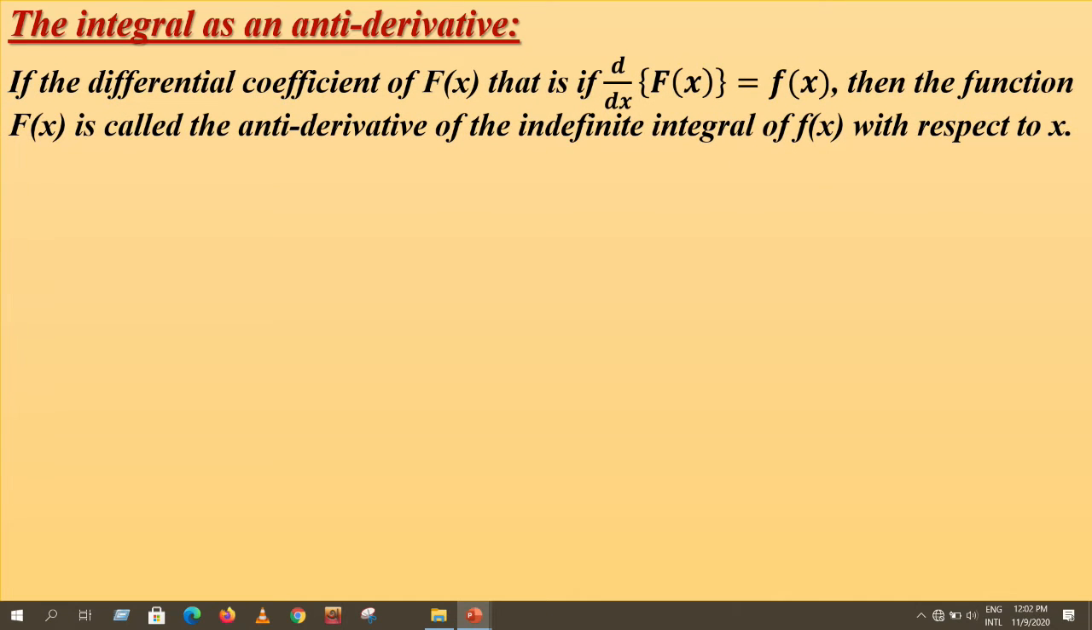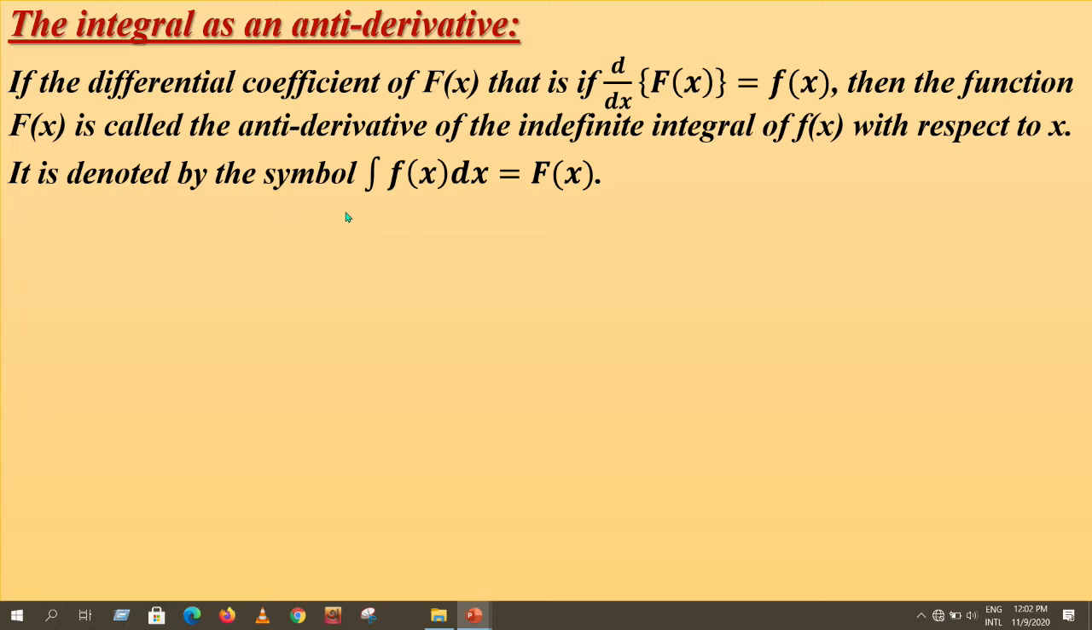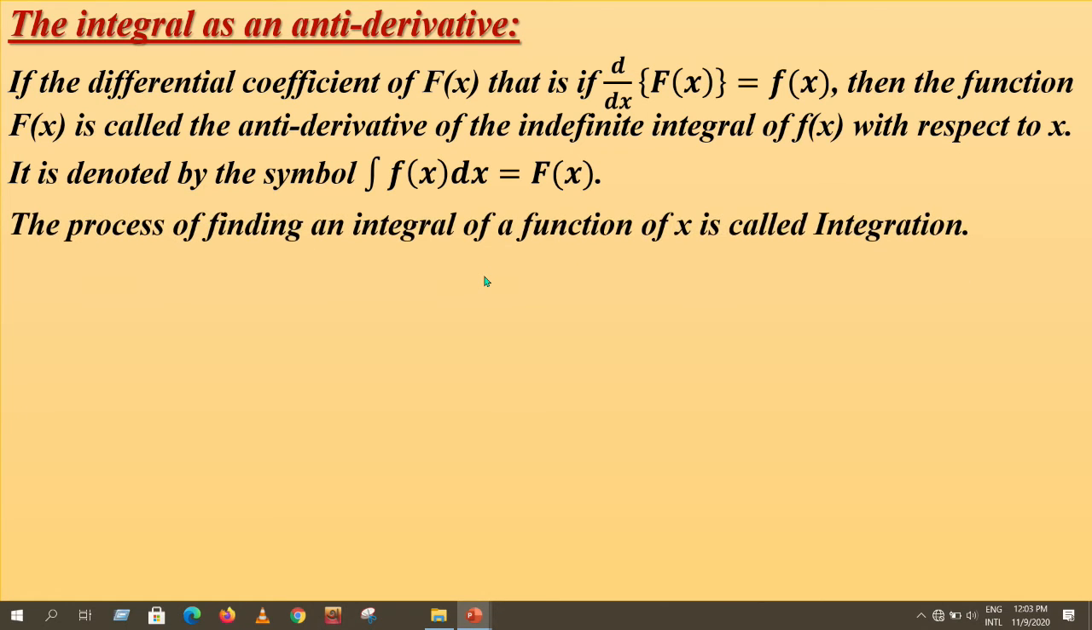If the differential coefficient of capital F of x is equal to small f of x, then the function F of x is called the antiderivative or the indefinite integral of f of x with respect to x. It is denoted by the symbol integration of f of x dx equal to capital F of x. The process of finding an integral of a function of x is called integration.